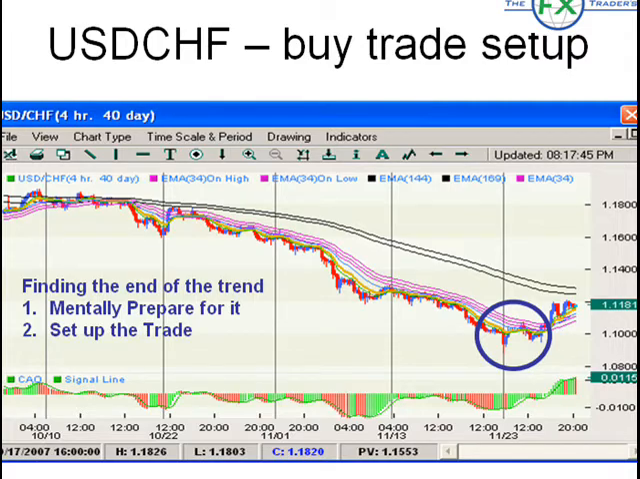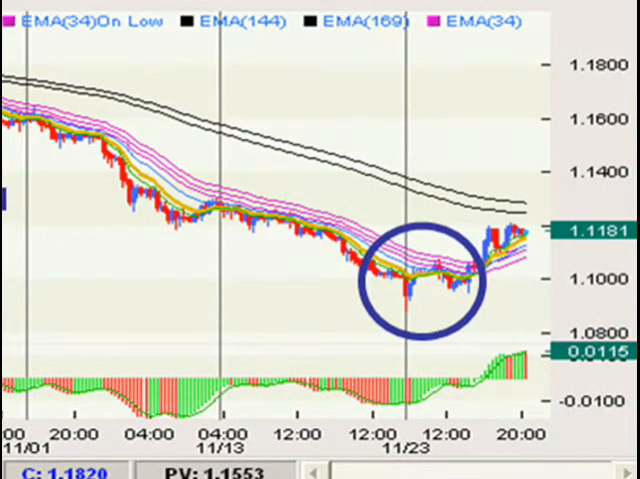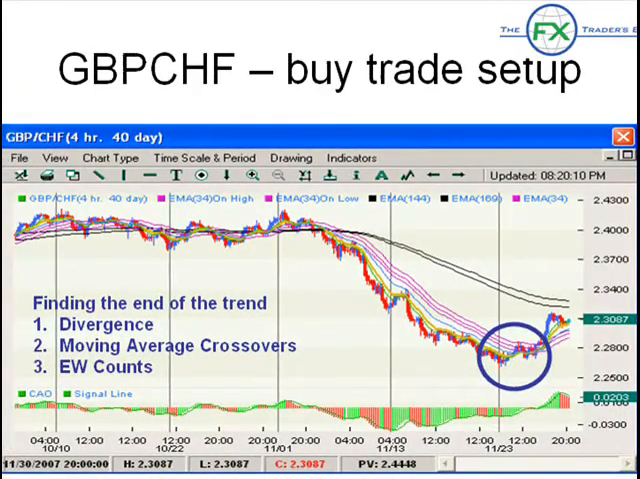How to find the end of a trend. First, you have to mentally prepare for it and do your analysis and be prepared to set up the trade. So where you see the blue circle is the end of a trend, but you might ask, well, how do you know this? And we'll talk about it a little bit. Let's look at the next currency pair, the sterling Swiss.